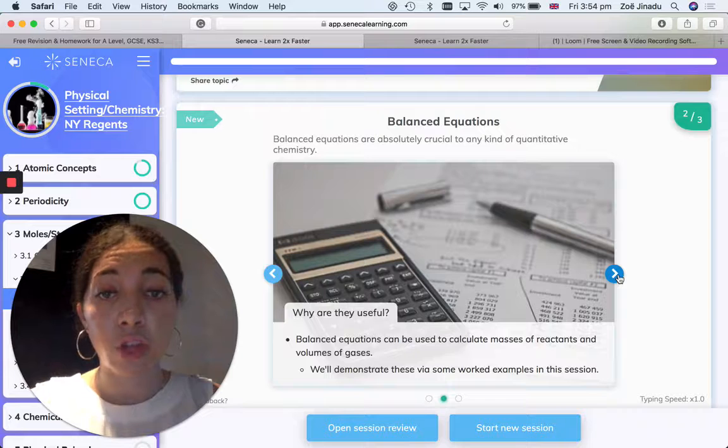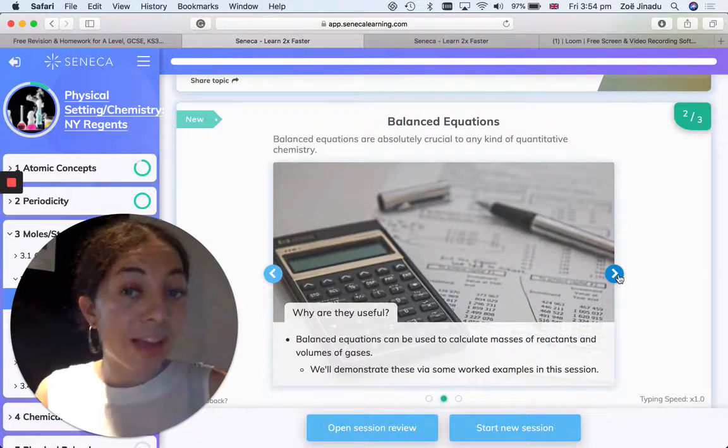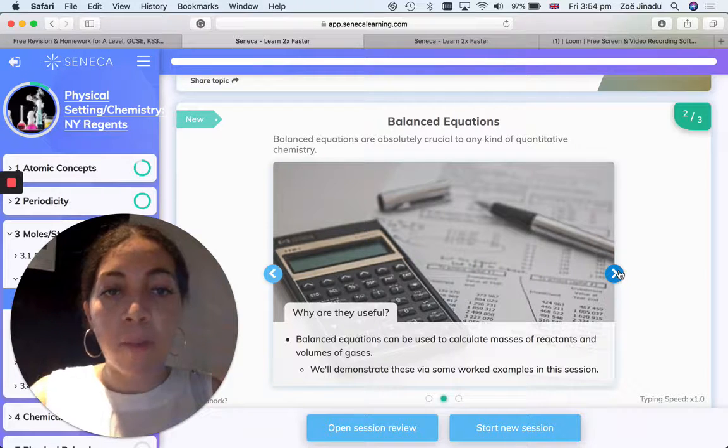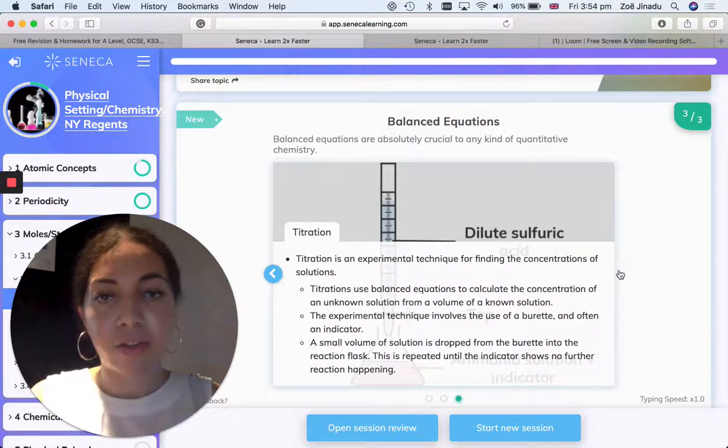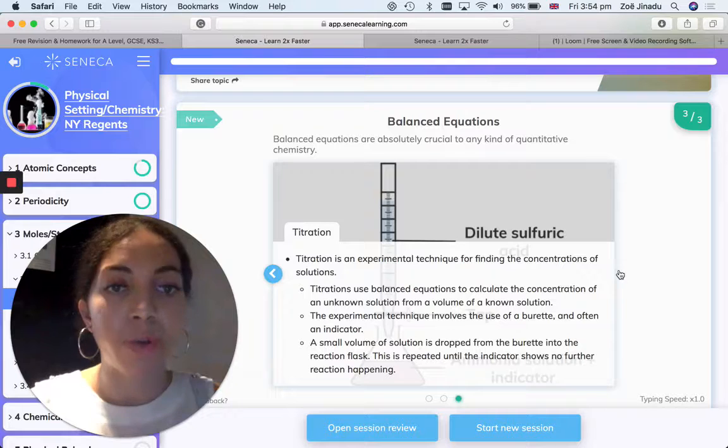Balanced equations are useful because they can be used to calculate masses of reactants and volumes of gas. We'll demonstrate these in some worked examples that we'll do in this episode. Titration is an experimental technique for finding the concentrations of solutions. Titrations use balanced equations to calculate the concentration of an unknown solution from a volume of a known solution.